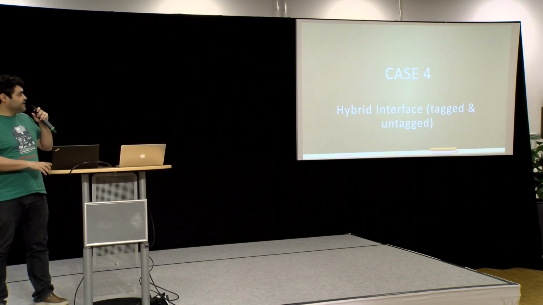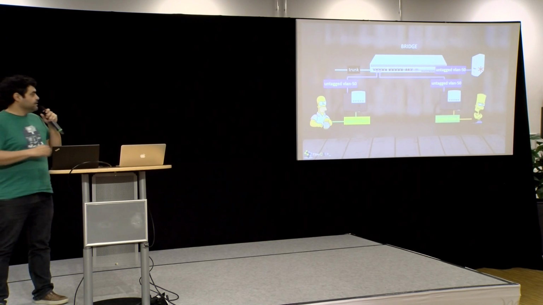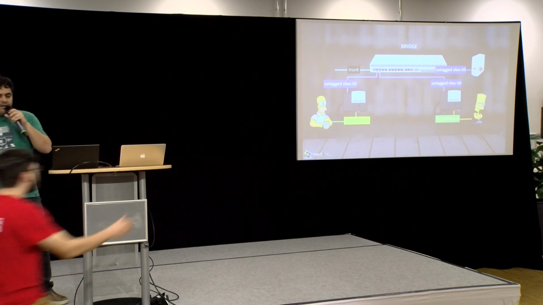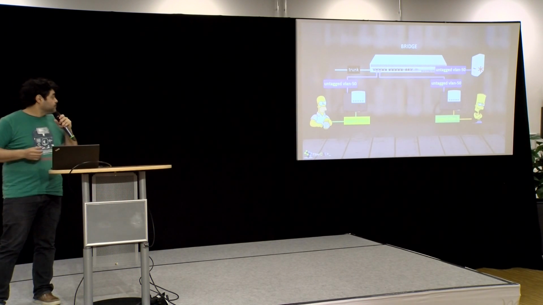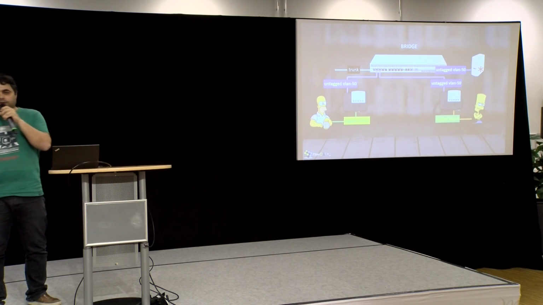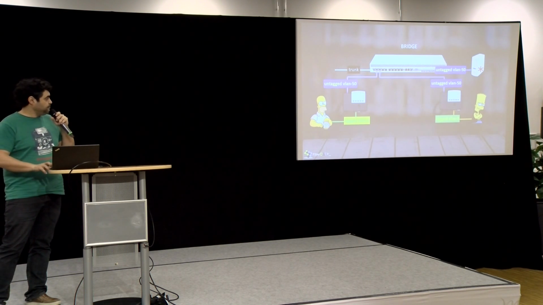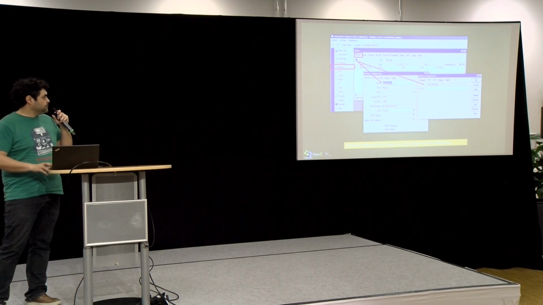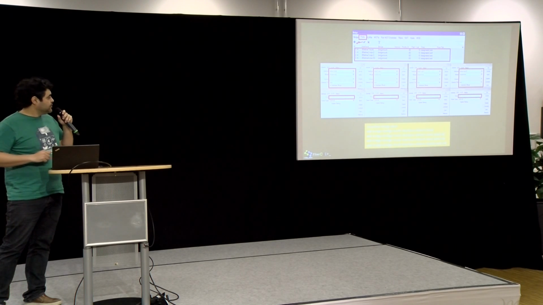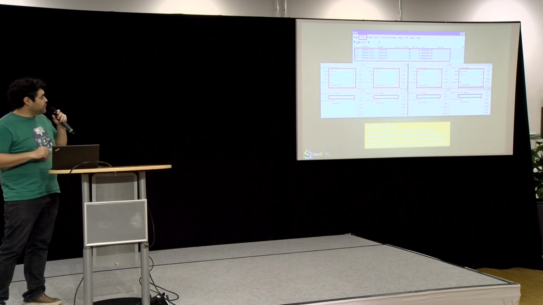Case 4. In this case, we mix the untag and the tag VLAN. It's a very usual scenario. In this scenario, we have a voice over IP phone, and we also have normal users with laptops or PCs. In this case, we have the same ID for Ether 2, 3, and 4. You can see it in the slide.